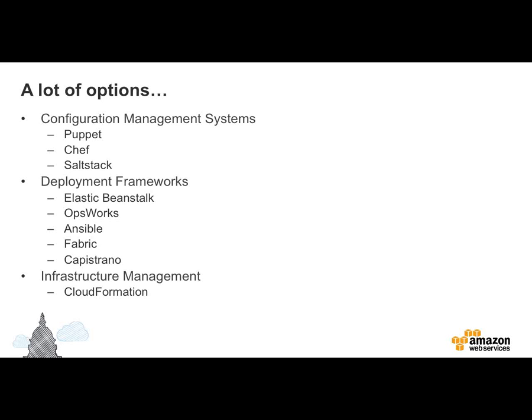I've showed you what OpsWorks can do. Some of the other options out there: Ansible is a really popular one. Fabric is a deployment tool written in Python that you can use. Capistrano is another deployment tool that's very common with Ruby developers. And then there's CloudFormation, which is infrastructure management. So it's not just worried about what's on your instances, it's also working with what's in your whole infrastructure. What about your load balancers, your databases, your VPCs, all of that.